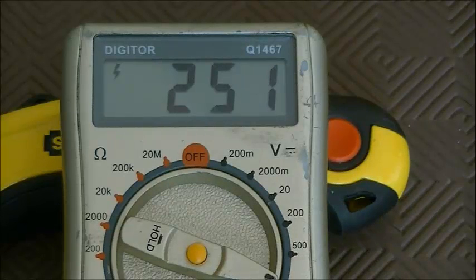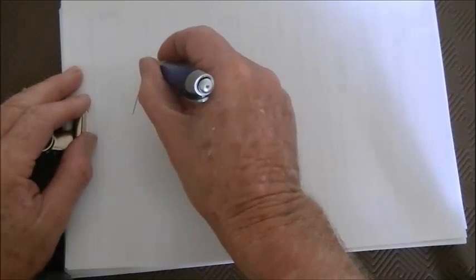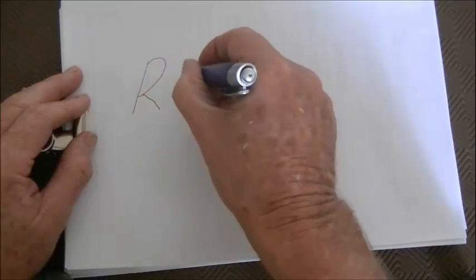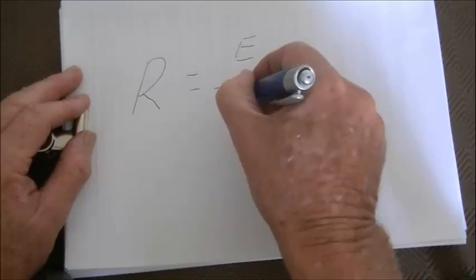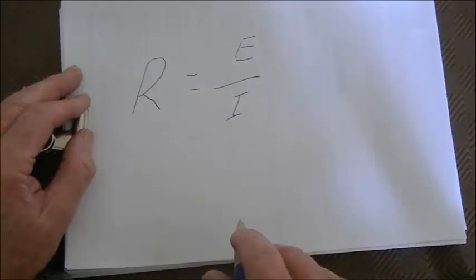So what that means is the larger the lead, the less resistance, therefore the less voltage drop, therefore the less power dissipated in the lead. Okay, so let's look at some simple sums. We know from Ohm's law that the resistance is equal to the voltage divided by the current.